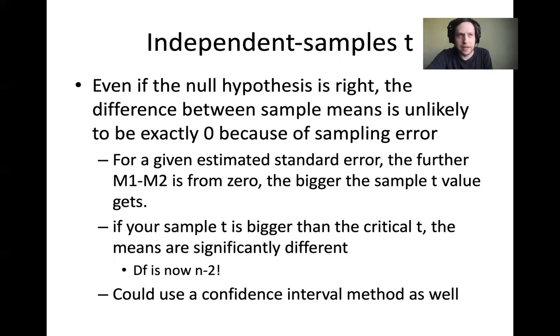Just like when we were calculating Z back in chapter 7 and when we were calculating T in chapter 9, the further the test statistic gets from 0, the more likely we are to conclude that we have a significant effect. The further the test statistic gets from 0, the more likely we are to reject the null hypothesis.